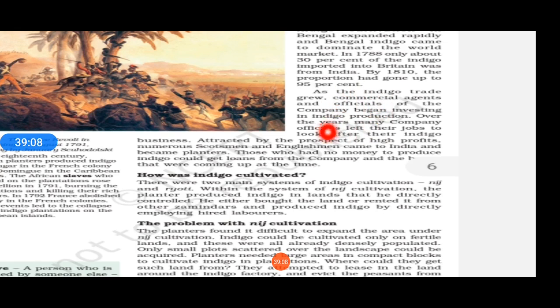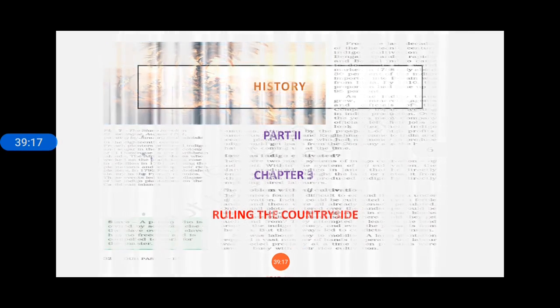So how was indigo grown in India, in Bengal? What were the different systems of growing indigo? This we are all going to cover in my next video, students.